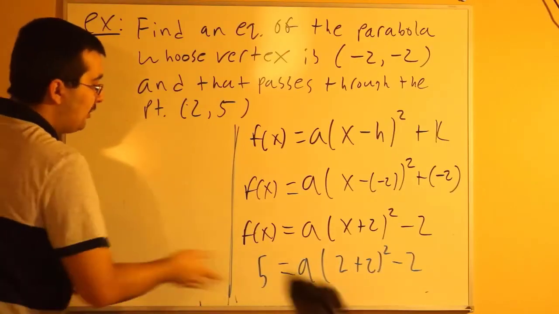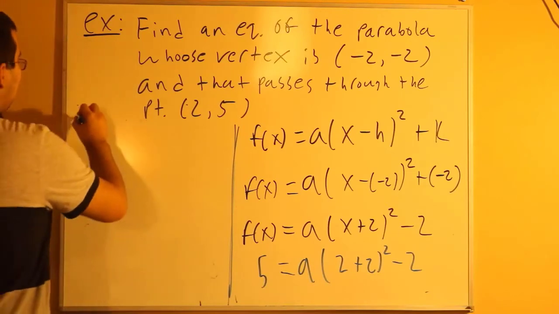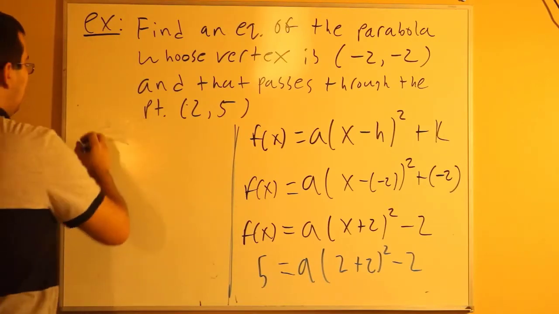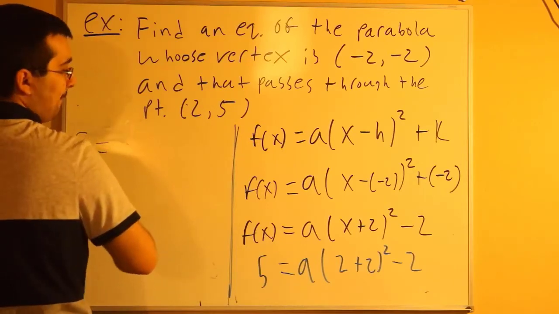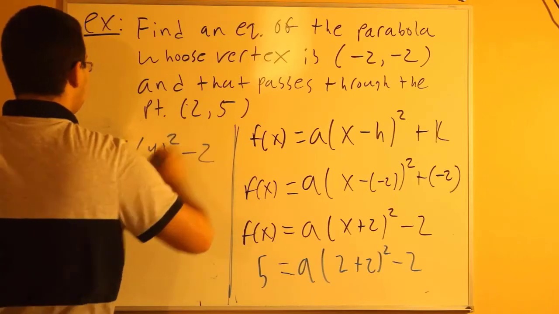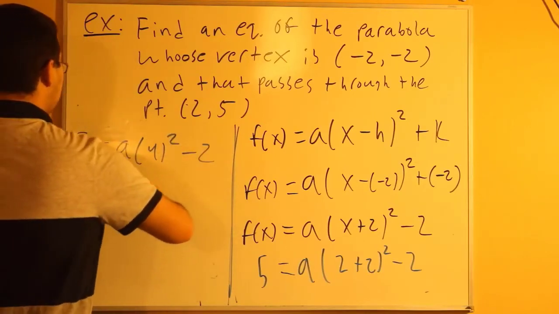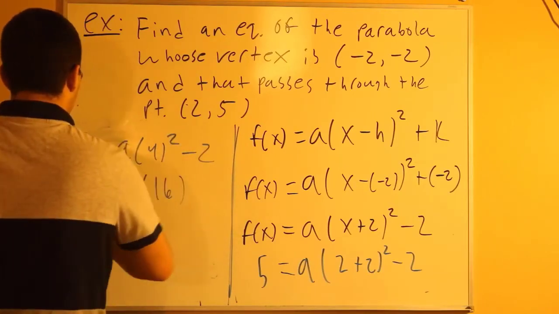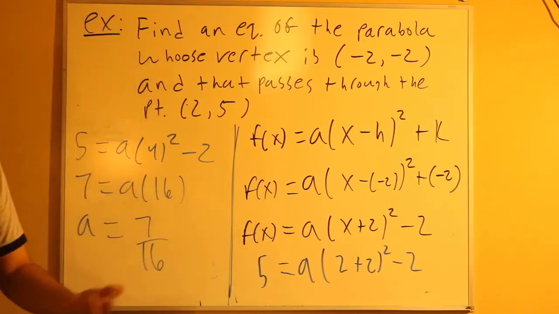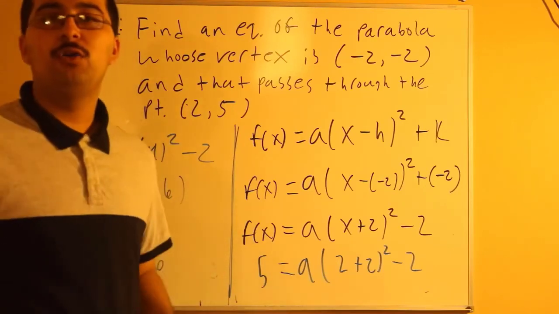Then all we have to do from here is solve for a, and we get that 5 equals a times 4 squared minus 2. So we get 7 equals a times 16. a equals 7 over 16. And there you go. We've solved for that one tricky unknown we didn't know.